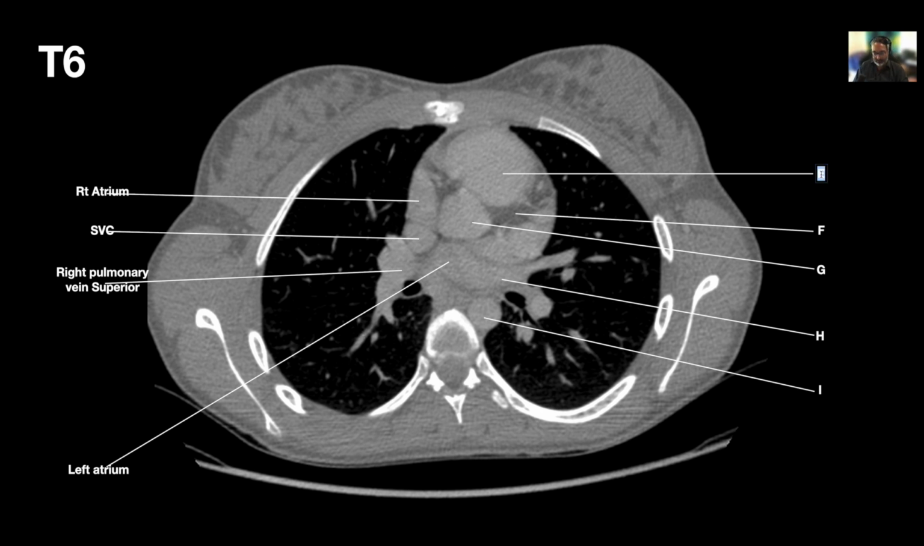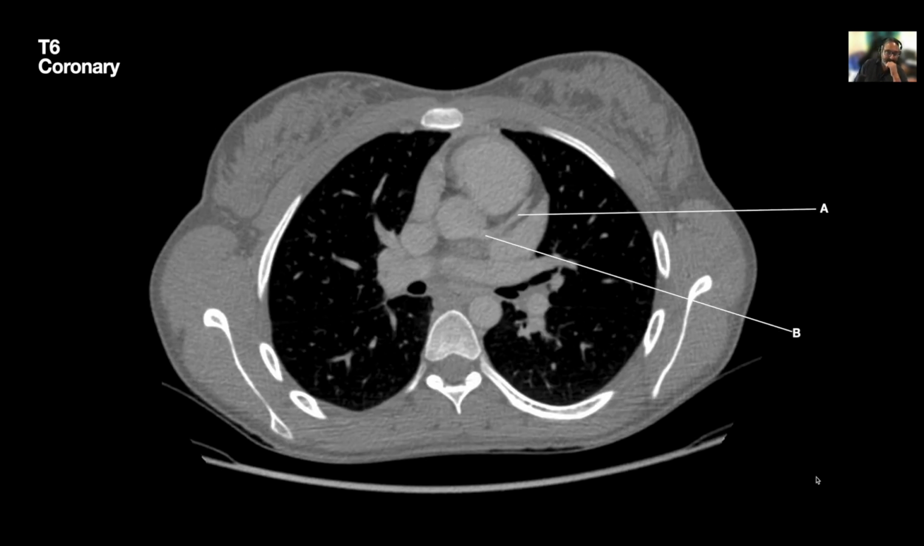E would be the right ventricle, correct. Yes, interventricular septum. It is the ascending aorta. Some might even call it the root of the aorta, because that's where the aorta just starts. Left superior pulmonary vein. Yeah, descending aorta. Correct.